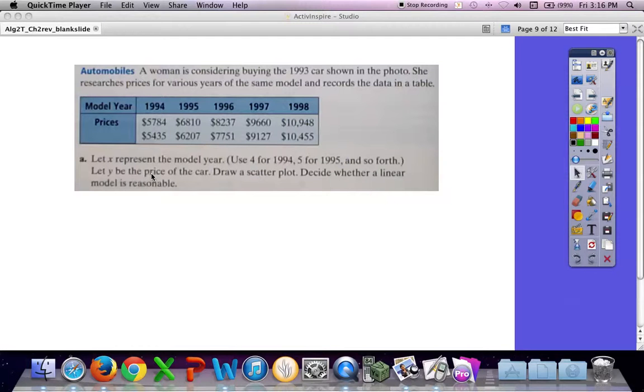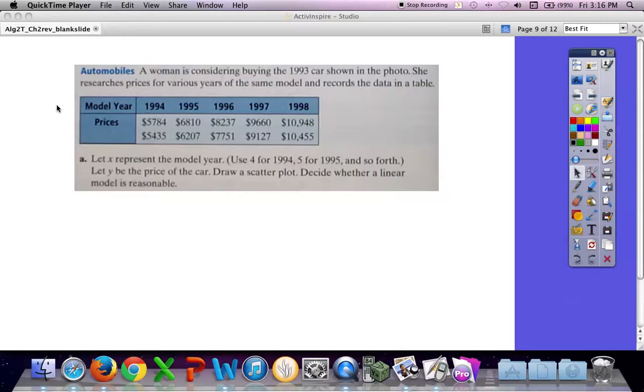So this is a problem of making a scatter plot from data. And this comes from the example at the end of section 2.4. And the thing to notice on this, they're giving us data. Of course, one set of data is going to be on the x-axis and one will be on the y-axis. And in this case, the data that goes on the x-axis is the year, the model year of a car.